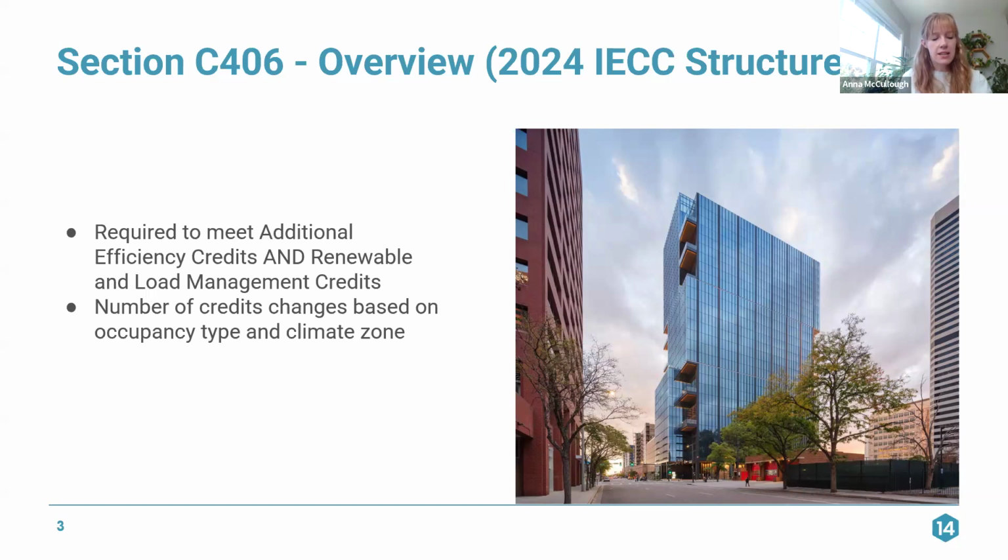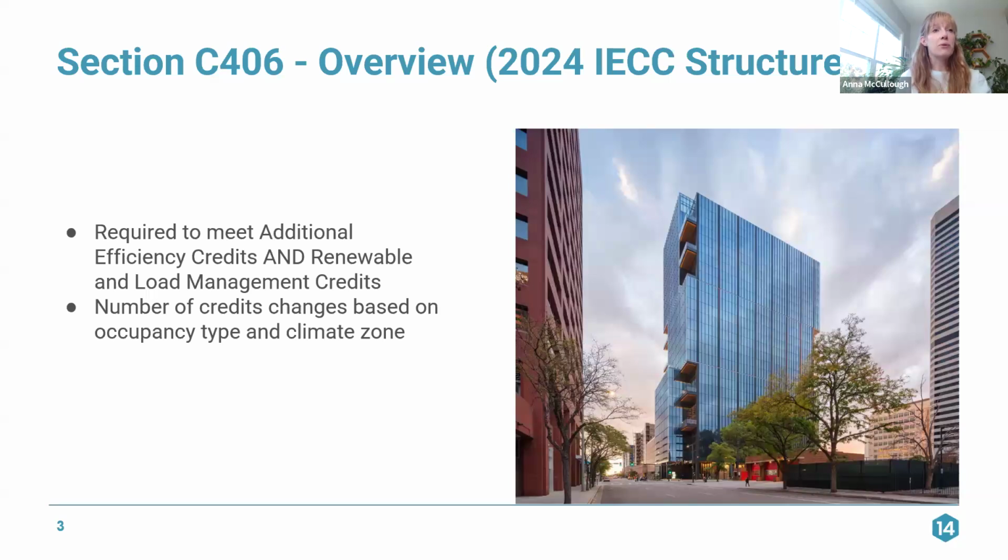Section C406, as written in the 2024 IECC, has huge changes from what we were used to in the 2021 IECC. The first is that there are two sections of credits. There are additional energy efficiency credits, like we're used to in section C406. And then there are also renewable and load management credits.